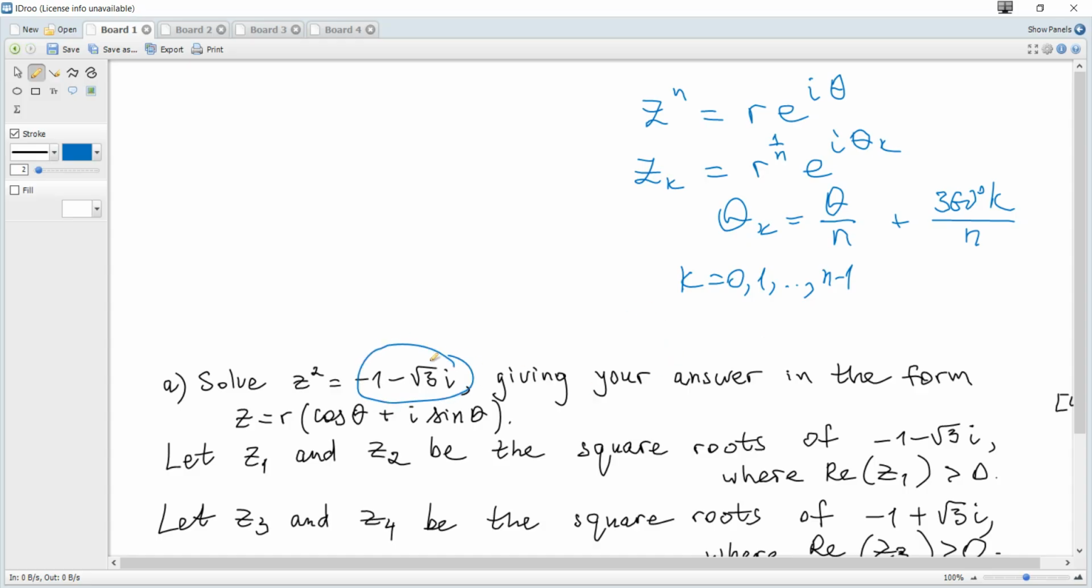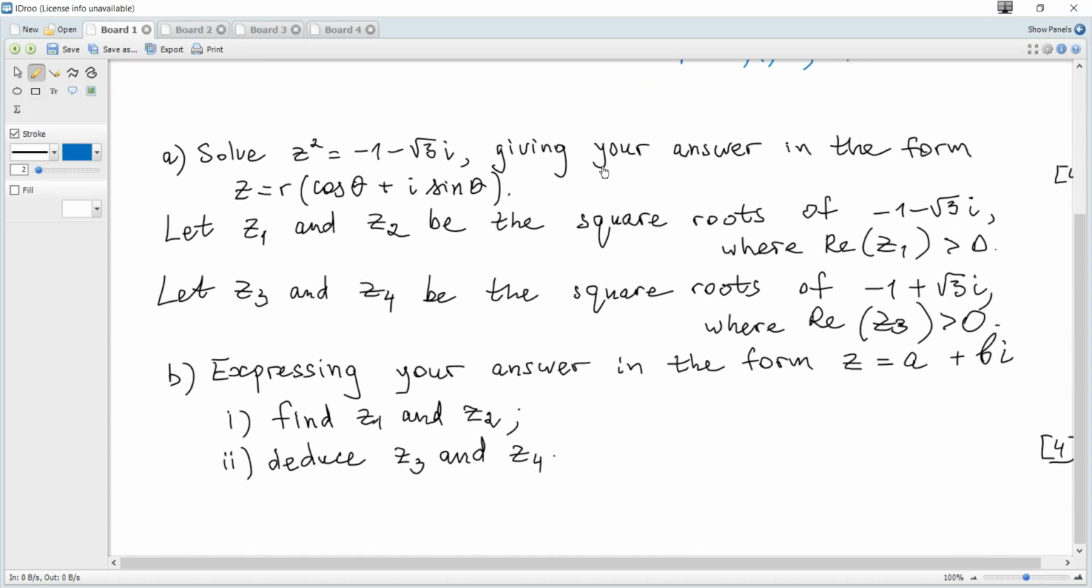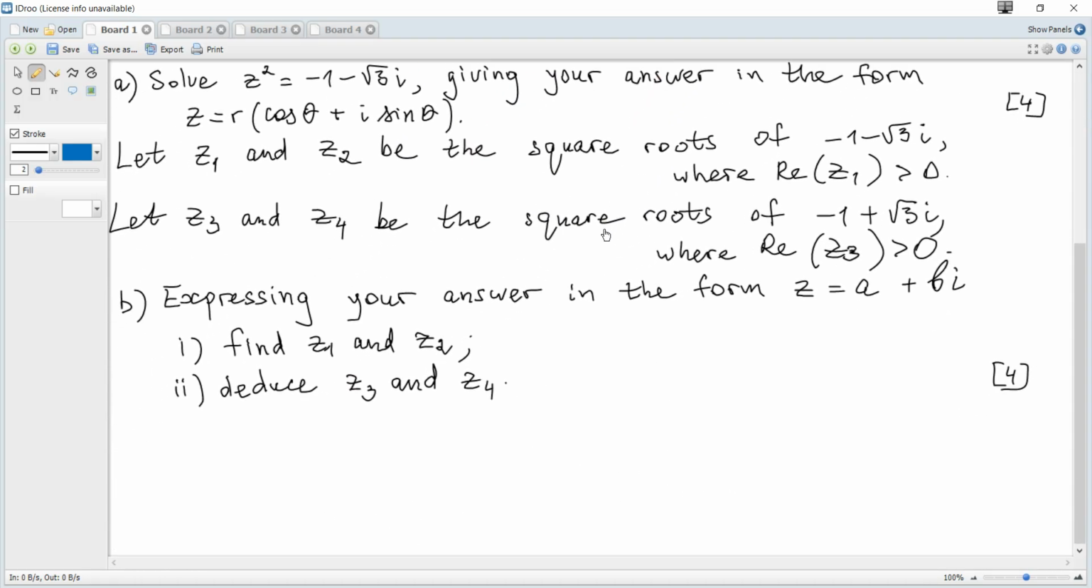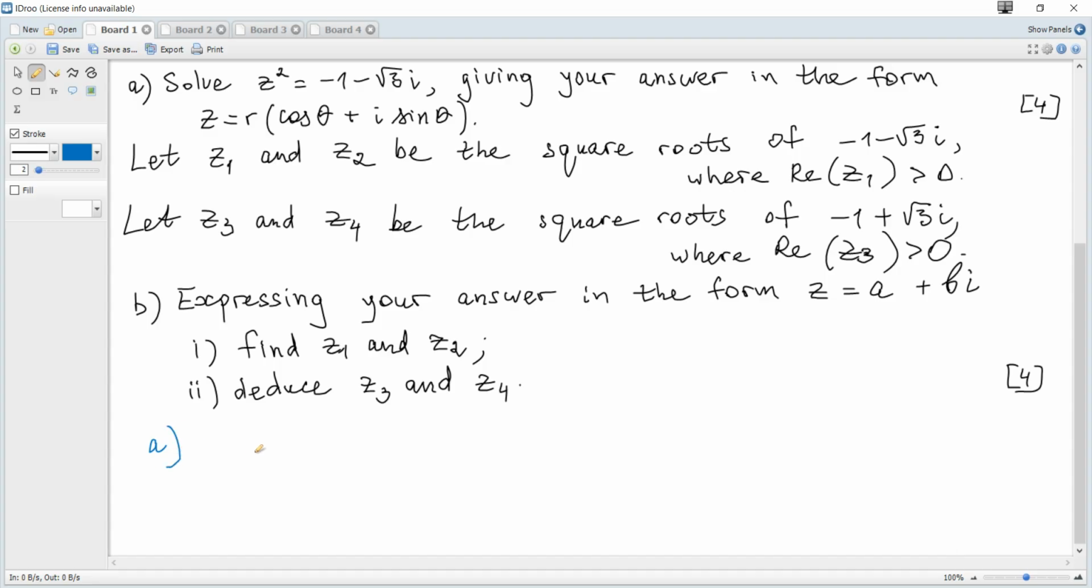So let's rewrite this in the Euler's form. We need the modulus and argument. The modulus is the square root of x squared plus y squared when a complex number is given as x plus yi, or if you illustrate it on the Argand diagram, it's just the distance from the origin and from the right angle triangle. It's just the Pythagoras theorem.